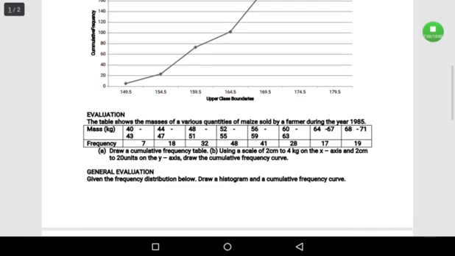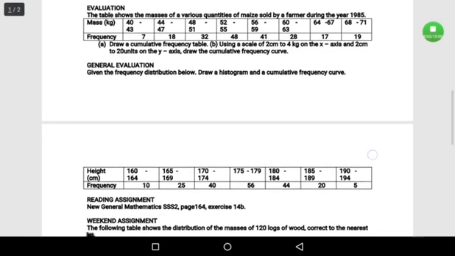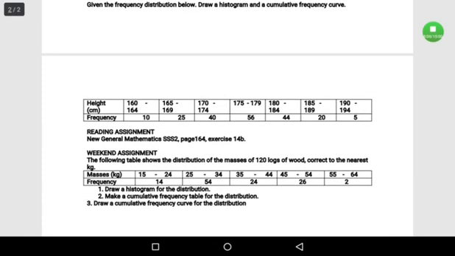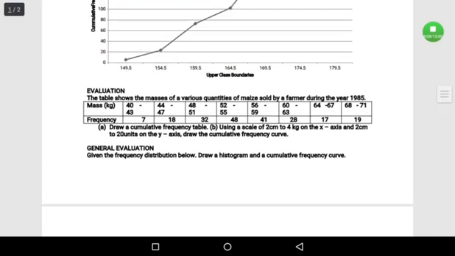Yeah, so this is the evaluation, to do the evaluation and the reading assignment and also the weekend assignment. I hope the class is clear.